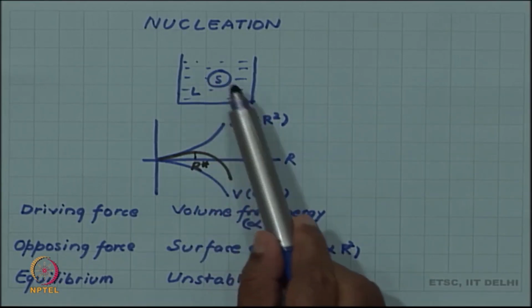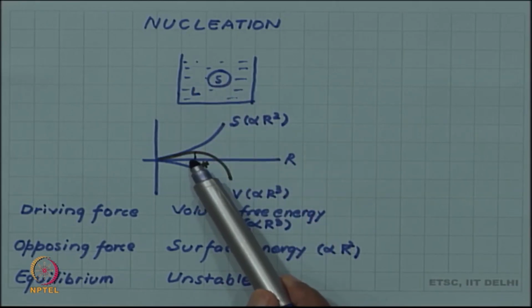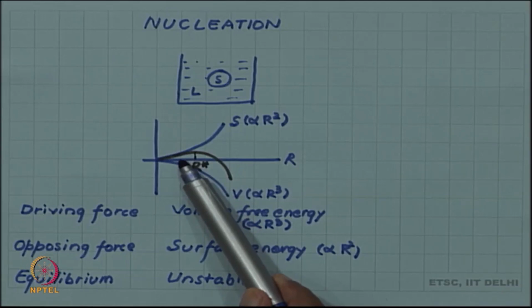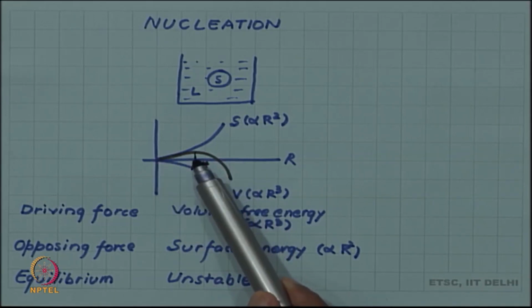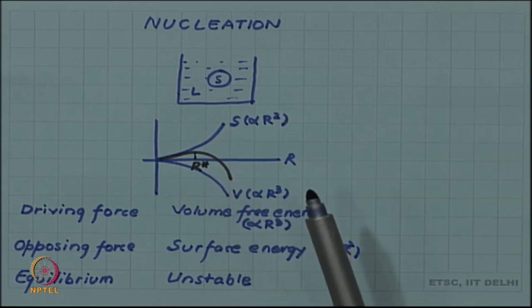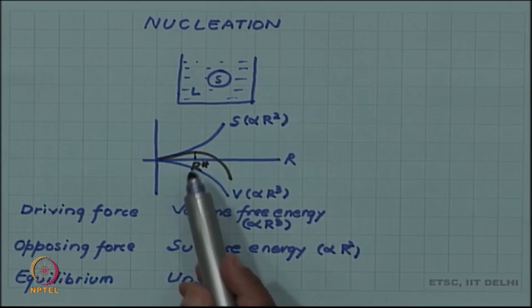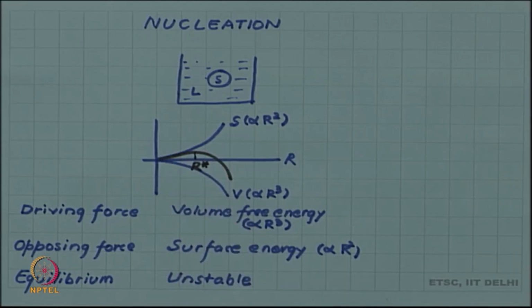If the critical nucleus of radius R star loses a few atoms and the radius decreases, then it will keep on decreasing so as to reduce the free energy, and it will dissolve. If a few atoms join such that the radius increases, then it will keep on increasing. So, R star is an unstable equilibrium because whether it decreases or increases, it will not come back to the equilibrium position, it will keep deviating from that location.